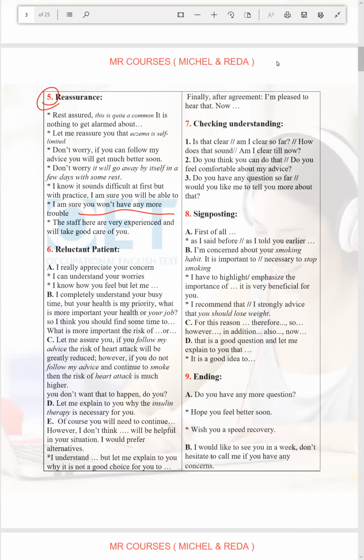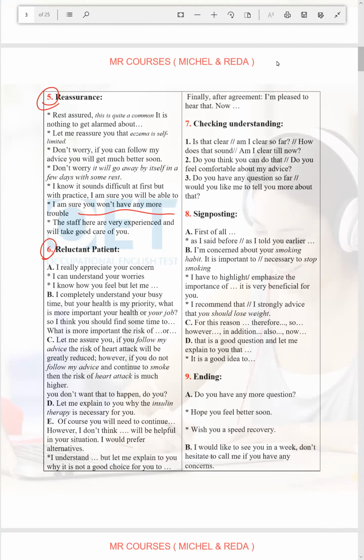You have to know this is a patient and you are a doctor. Don't tell the patient, no, I'm a doctor and you have to follow me. Try to understand that this is a patient and you are the doctor, not vice versa. A reluctant patient.